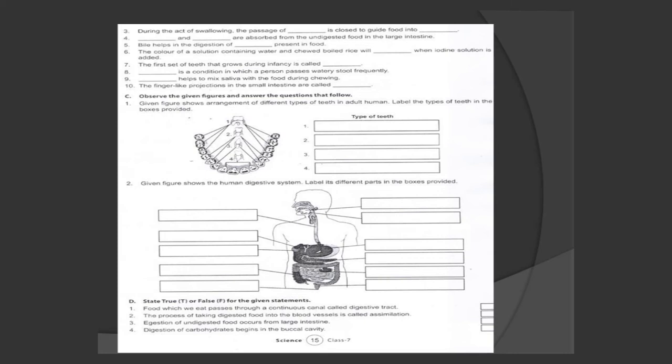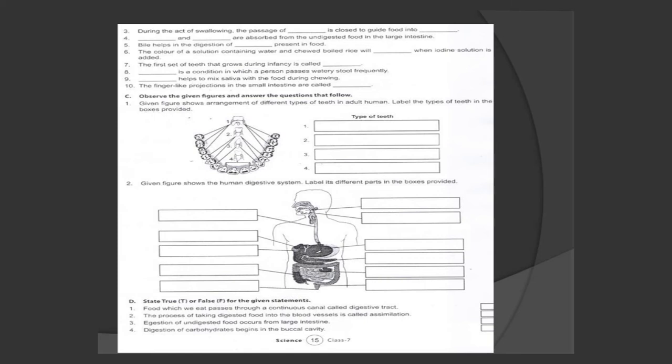Six. The color of a solution containing water and chewed boiled rice will not change in color when iodine solution is added. Because when the food is taken, the starch present will turn blue-black when iodine is added. But in boiled rice, the starch gets digested and converted. So the color of a solution containing water and chewed boiled rice will not change in color. Answer: will not change in color when iodine solution is added. Seventh one, the first set of teeth grows during infancy. Infancy in a child is called milk teeth.